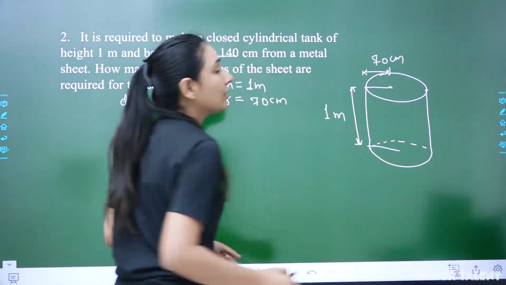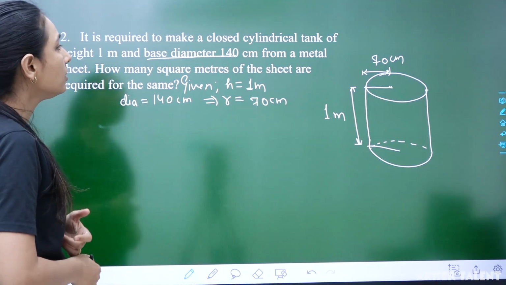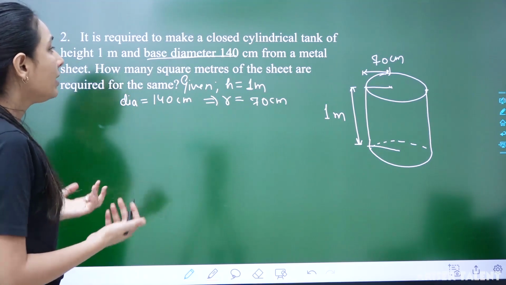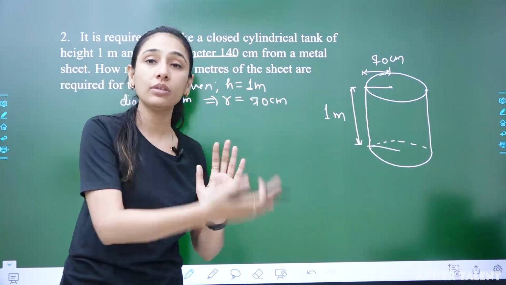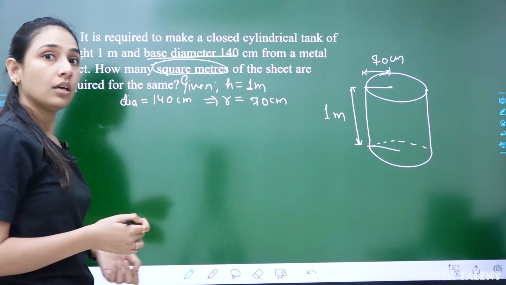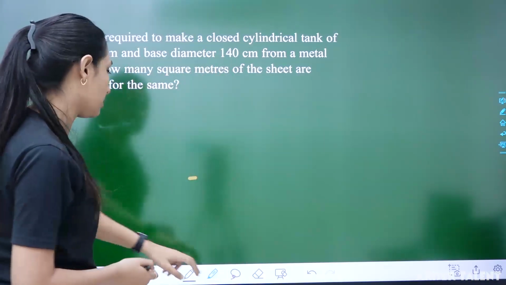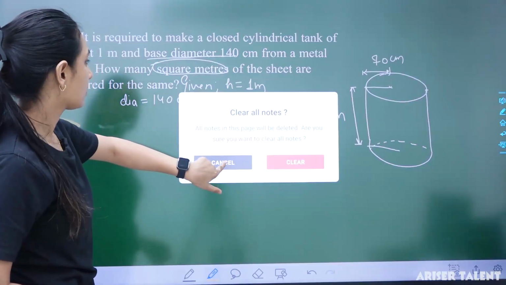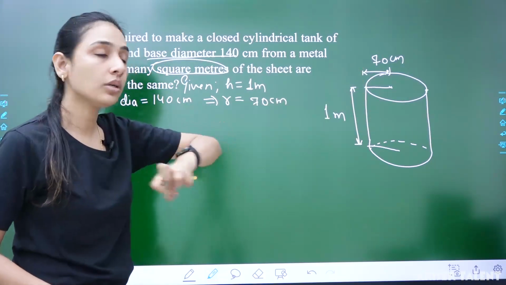Now what it is telling us is that from a metal sheet, how many square meters of the sheet are required for the same? I have told you about the sheet, the complete sheet. We have to calculate the complete area of the sheet. So how many square meters? This complete curved surface plus these two surfaces, that means the total surface area.